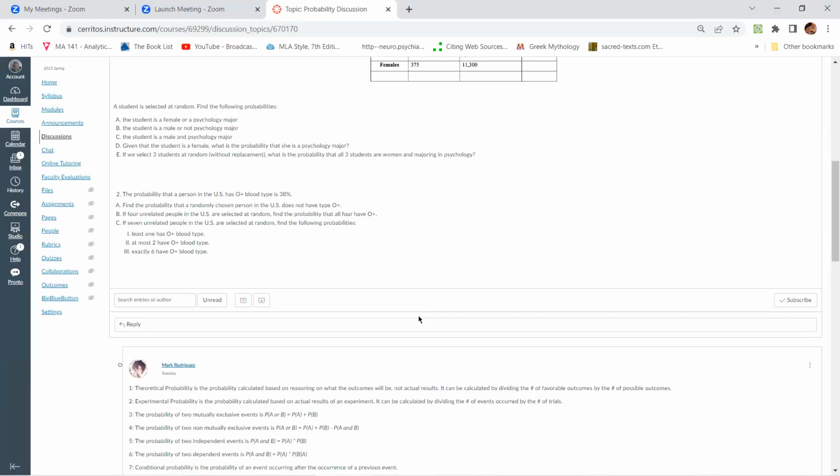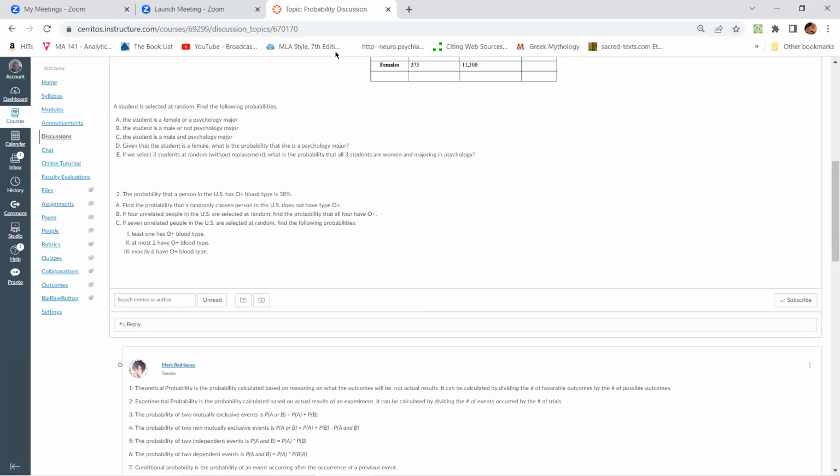All right, so we have seven people and they're unrelated. So for this answer, we have seven unrelated people, and the probability that they'll have O positive blood is 0.38. Okay, and we want to find the probability that, and we're choosing how many, at least one has O positive blood.